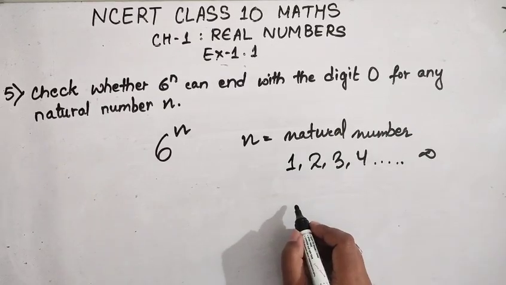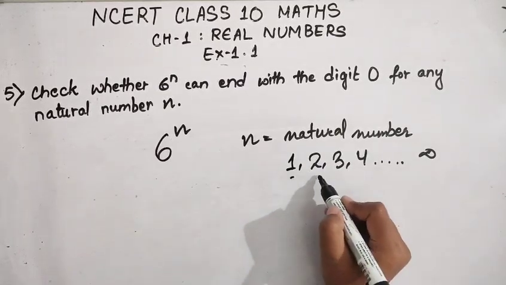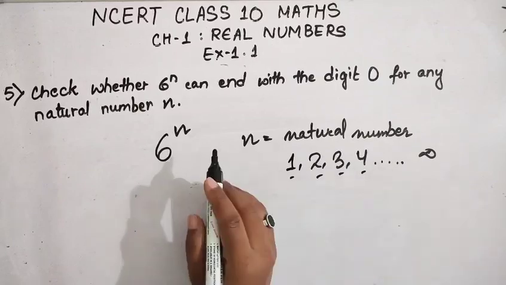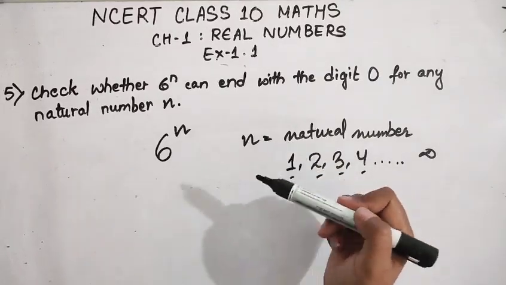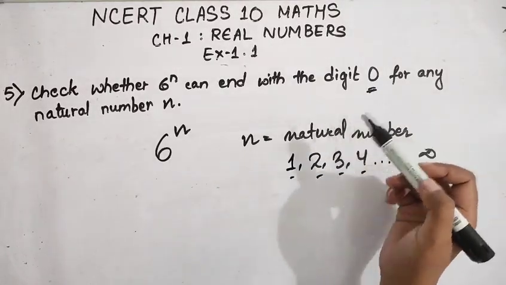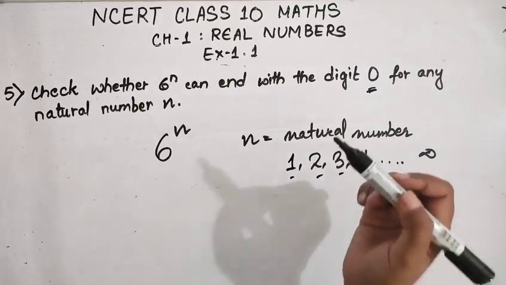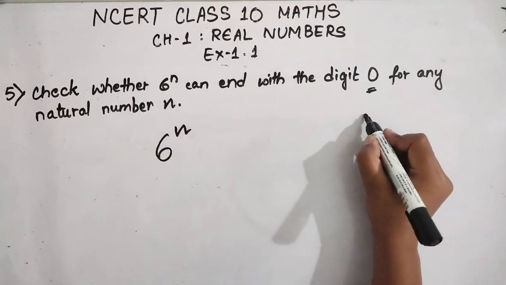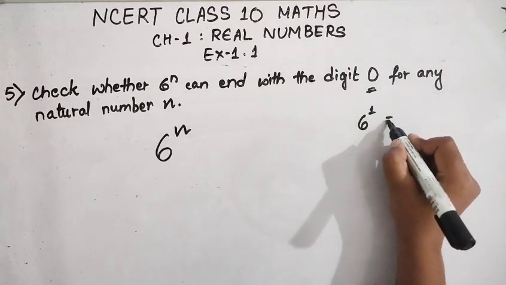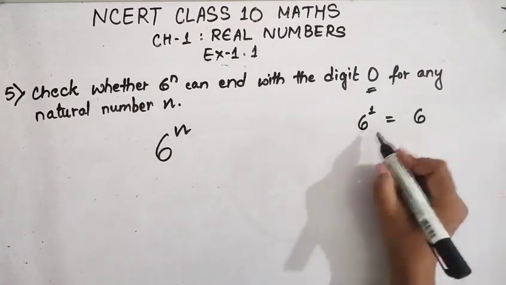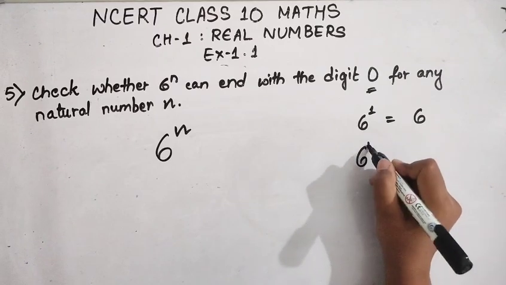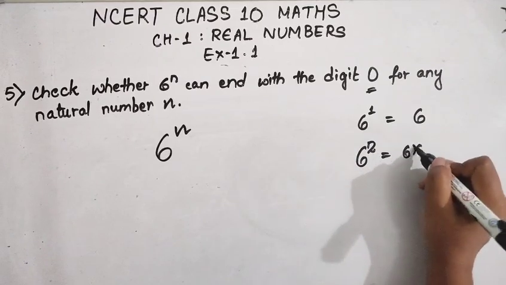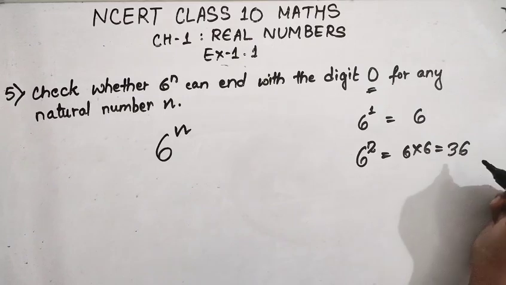So whenever we put the value of n as any of these natural numbers, we have to check if the number we get ends with 0. This we can check by providing values of n from the natural numbers. For example, if I give n equals 1, it will give me 6. If I give n equals 2, it will give me 6 into 6, which is 36.